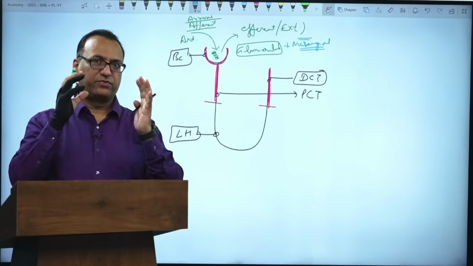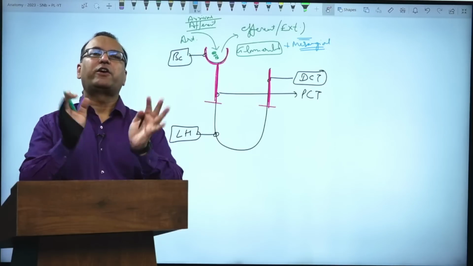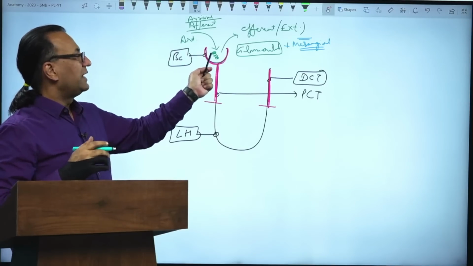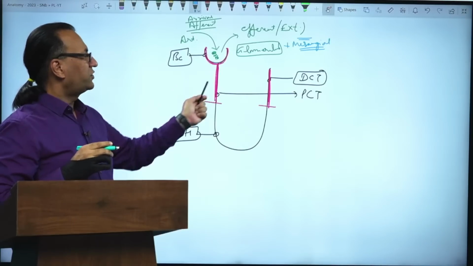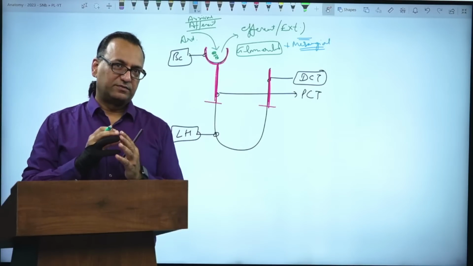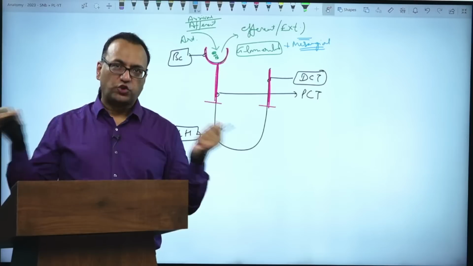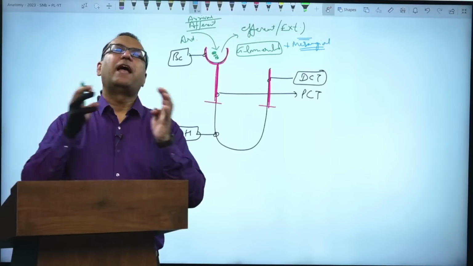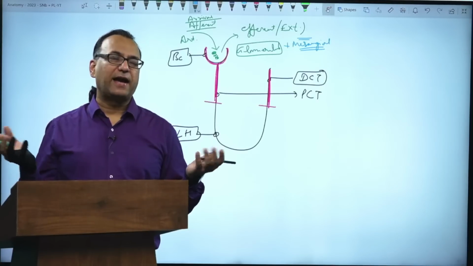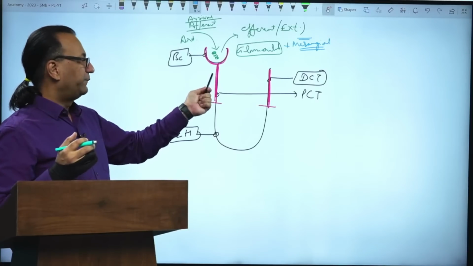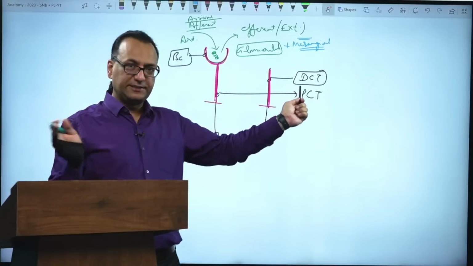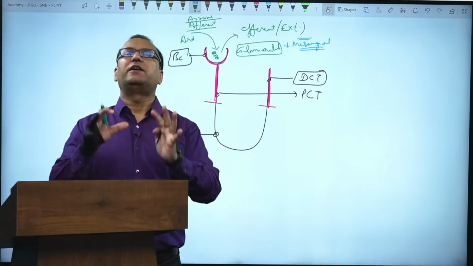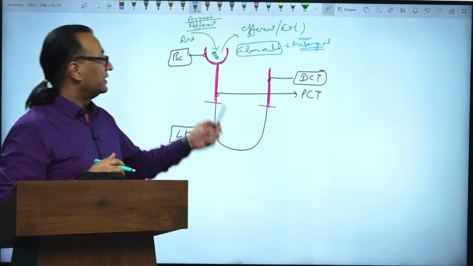glomerulus will have this blood, and there will be ultrafiltrate of blood which is urine. That urine will be collected by Bowman's capsule, and most of the contents of urine like sodium should be absorbed back. The glucose should be absorbed back. Amino acid should be absorbed back, and that absorption can happen in PCT, in loop of Henle, in DCT. So reabsorption of the contents which were filtered in urine should happen.